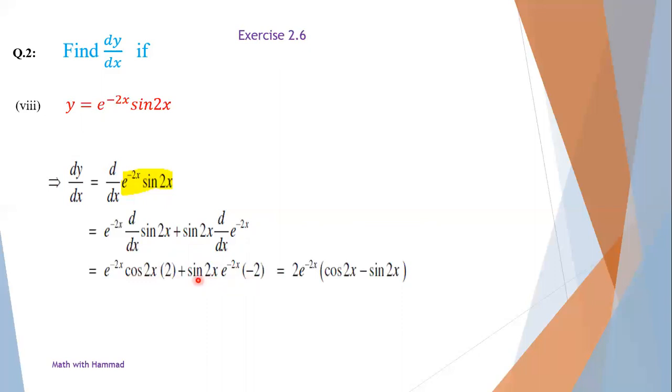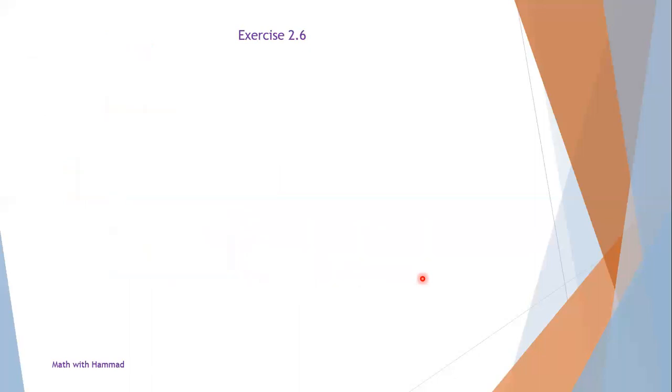This minus and this plus will become minus, and we can take 2 e raised to power minus 2x common, so our final answer is 2 e raised to power minus 2x into (cos 2x minus sine 2x).